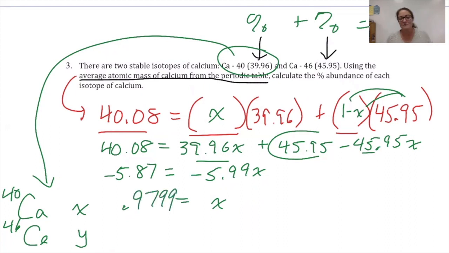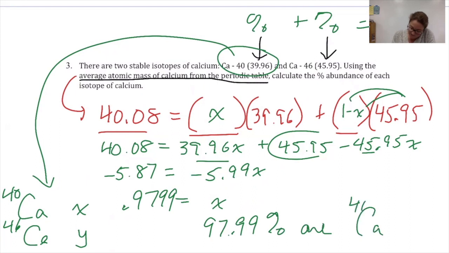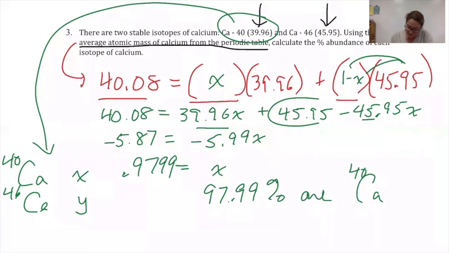And I get X is 0.9799. So that means I have 97.99% of the isotopes are calcium 40. And the remaining 2.01% are calcium 46, which is why the average on the periodic table is a lot closer to 40 than it is to 46.